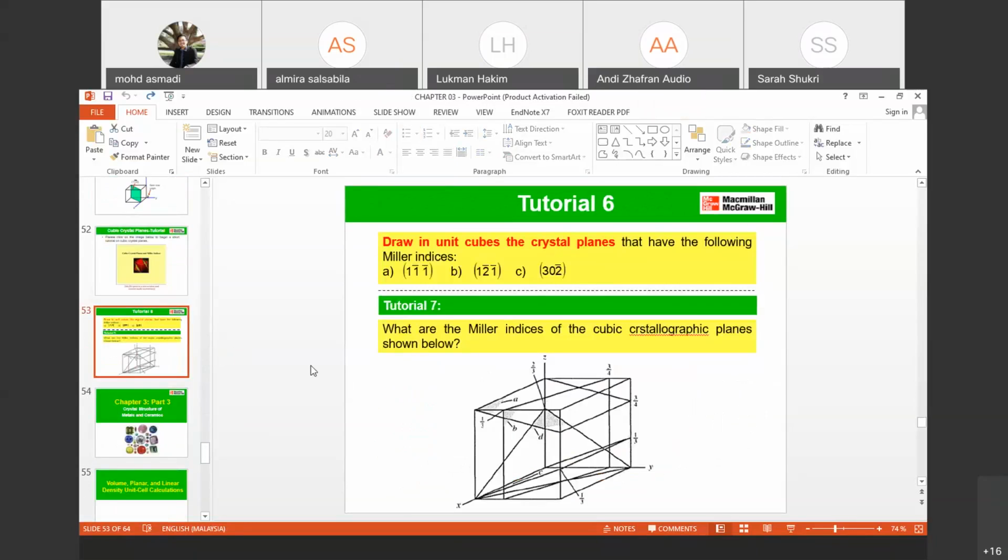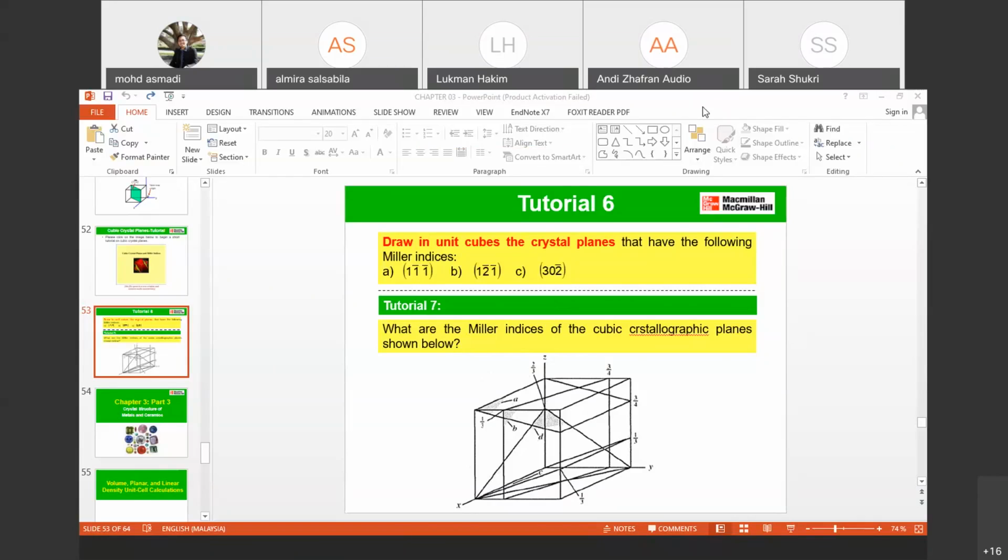How do you want to get the Miller indices? This is the original step based on this plane, based on this intercept. How do you want to get this one? For example, A, this plane. I think you cannot imagine how to. You have 4 steps. For A, can you do for the A?